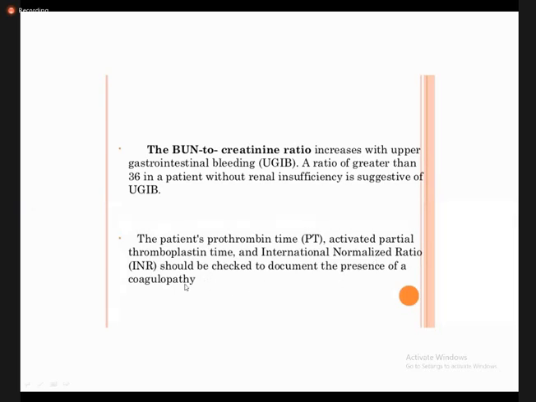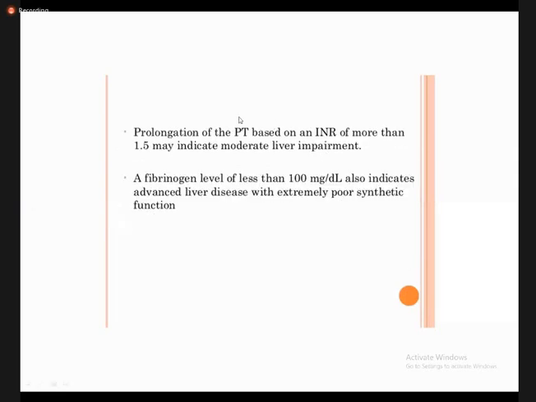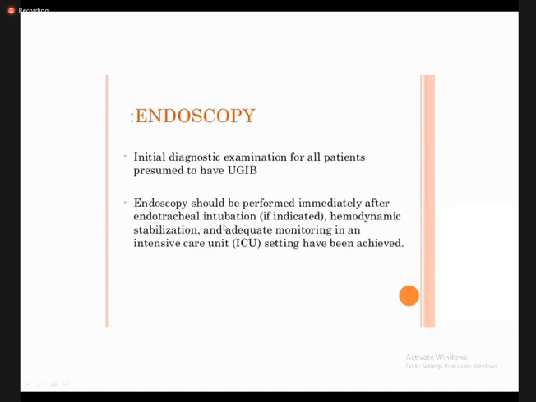These indicate the presence of coagulopathy, meaning whether it is deranged or not. Then prolongation of the PT, if more than 1.5, indicates liver impairment, and fibrinogen level also indicates liver disease if it is less than 100.